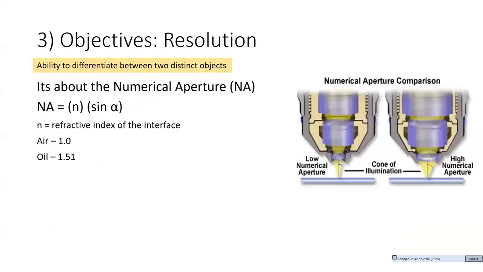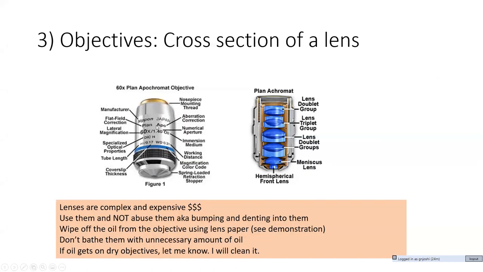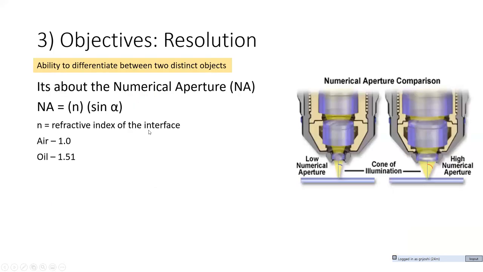Okay. All right. So in terms of the resolution, which is this number that you were looking at, what does that mean? So resolution is the ability to differentiate between two distinct objects, okay? And numerical aperture is defined as the refractive index times sine alpha. So let's say if you are using an air objective, the refractive index of air is 1.0, and sine alpha is the angle of the cone of light which is collected by the lens, okay?